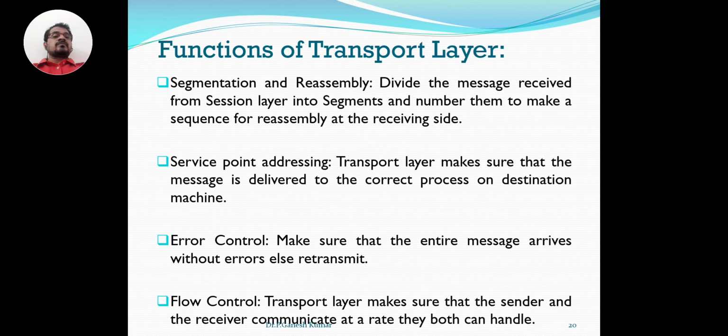Service point addressing. The transport layer makes sure that the message is delivered to the correct process on the destination machine. It has to be identified with the help of service point addressing and the sequence number. Error control. Make sure that the entire message arrives without error, else it has to send a retransmit message to the sender machine. Flow control. The transport layer makes sure that the sender and the receiver communicate at a rate both devices can handle the packets. Based on that, it will regulate the flow of data.